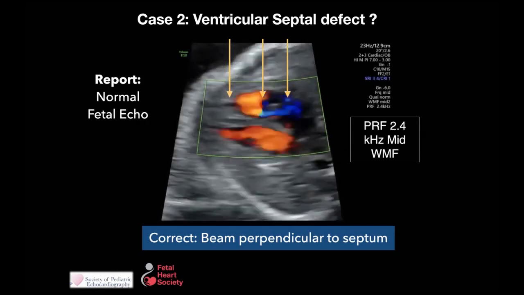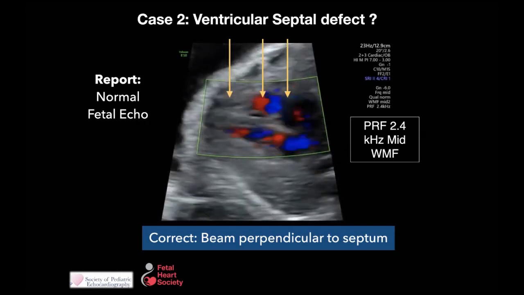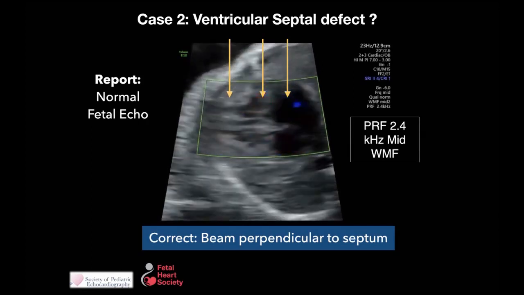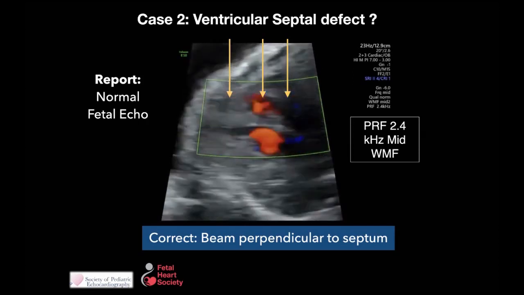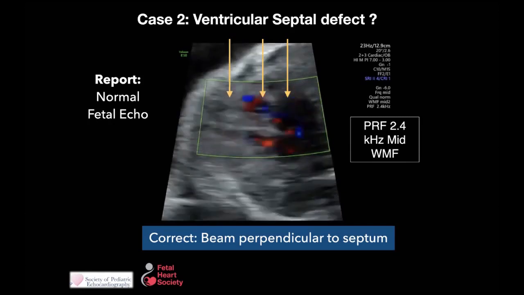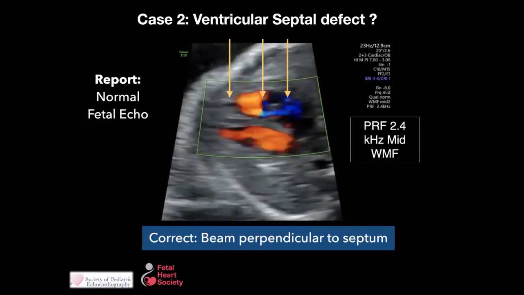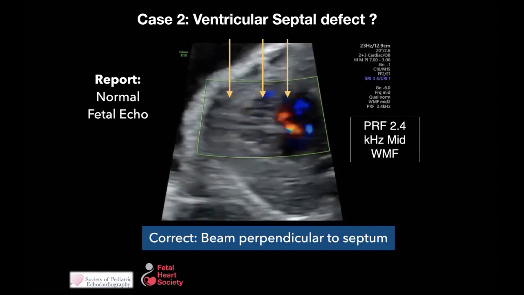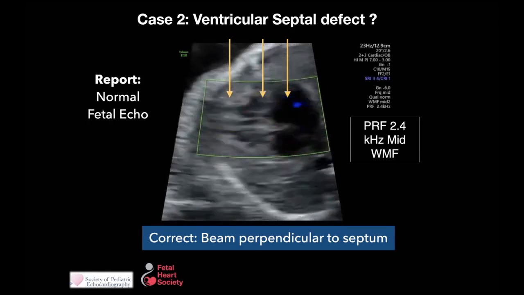So again, very important when you're utilizing your technique, you want to ask yourself, what is it that you're trying to assess? If you want to assess the AV valves, then you want to be perpendicular. You want to assess for any offset. If you want to assess the interventricular septum, you want to be perpendicular to the beam.